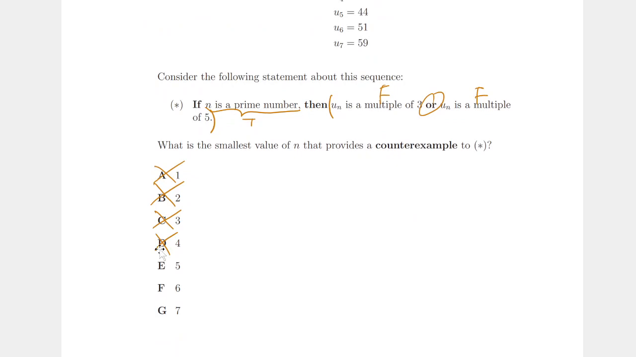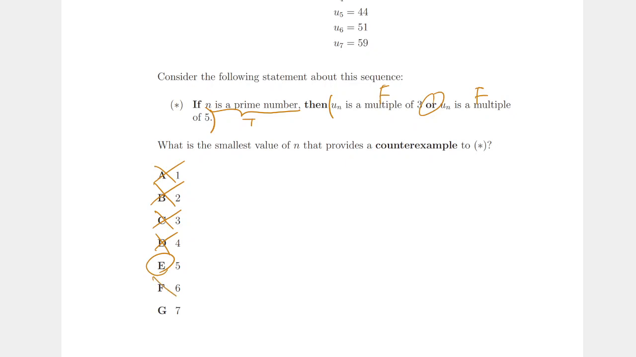How about 5? If 5 is a prime number, that's correct. Then u_5 is a multiple of 3 or u_5 is a multiple of 5. u_5 is 44, which you can barely see at the top of the screen. 44 is not a multiple of 3, and 44 is also not a multiple of 5. So E is a counterexample. Happy days. Let's just check F and G for some practice.